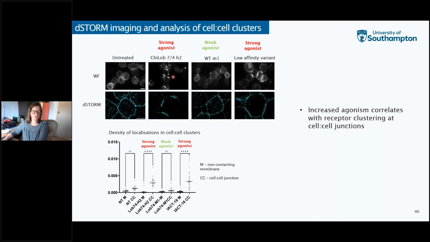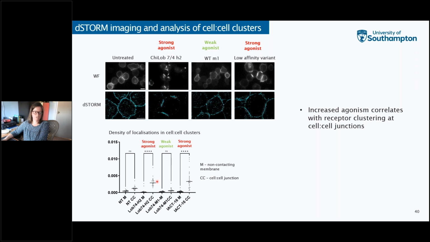So we can see there are significant cell-to-cell clusters formed with the human 2 variant and also the low affinity variant. And consistent with our clustering index data shown previously, we could see that the density of receptors was significantly higher at the cell-to-cell junctions with the strong agonists in comparison with the weak agonists.